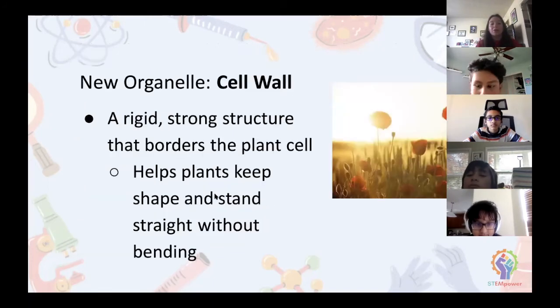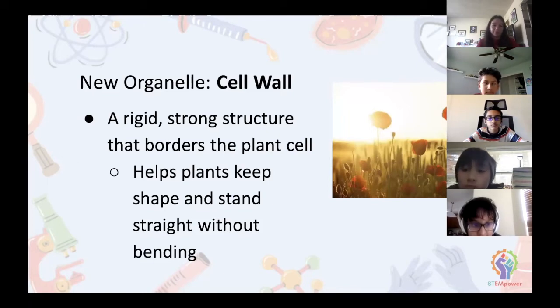So our new organelle, we're going to have a cell wall. Now, a cell wall is like a rigid and strong structure. And it's going to just help the plant keep its shape. So plant cells are more like rectangular cells. They're not really oval shaped or circular shaped. So the cell wall is going to keep them rigid and have a strong structure. What organelle does the cell wall remind you of?